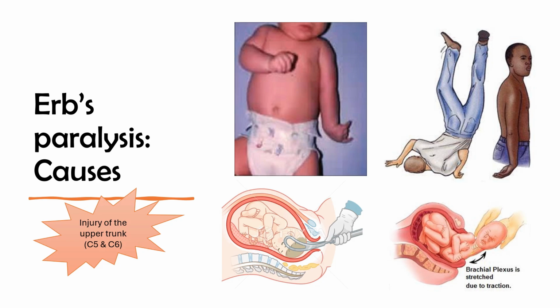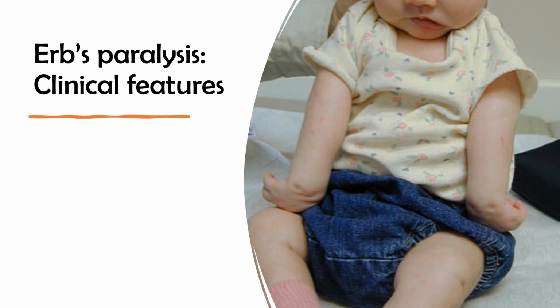So in Erb's paralysis, there is injury of the upper trunk, caused by an excessive increase in the angle between the head and the shoulder. This can occur in two conditions. One is during delivery, when there is excessive traction between the arm and the head. The other is during a fall where we land on the shoulder, which increases the angle between the head and the shoulder. This leads to injury of the upper trunk, mainly at Erb's point, leading to Erb's paralysis. Now let's look at the clinical features of Erb's paralysis and their anatomical basis.